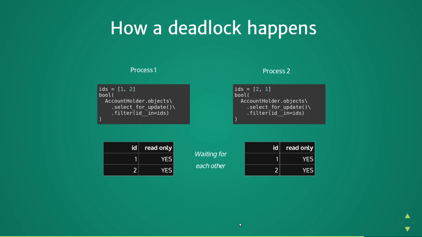So you can imagine, select for update isn't instant. So it acquires each row in turn. So if the first one acquires row 1 and the second one acquires row 2, then they're going to wait for each other before they can do anything. And so it's a deadlock. Fortunately, Postgres is clever enough to work this out, and it will just give up. But so how do we fix it? Any ideas? Yes.